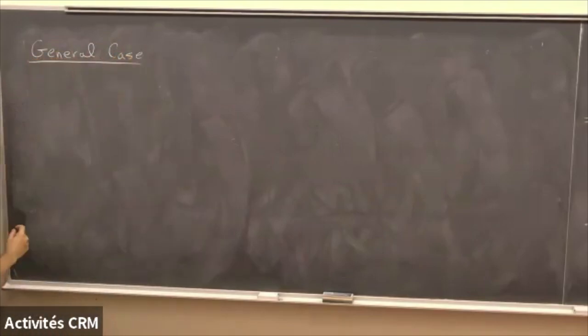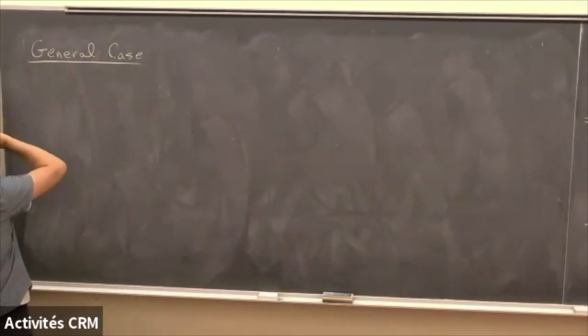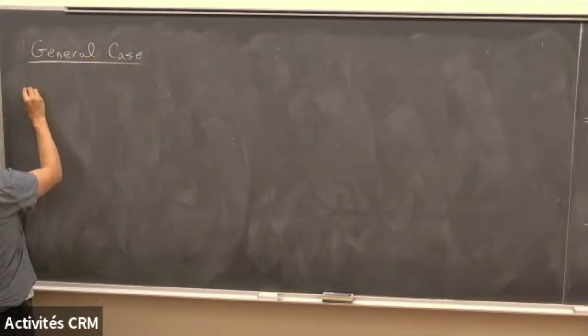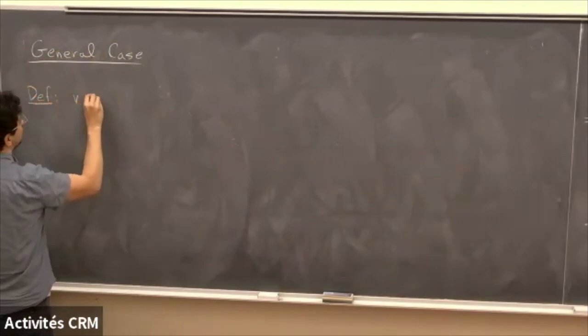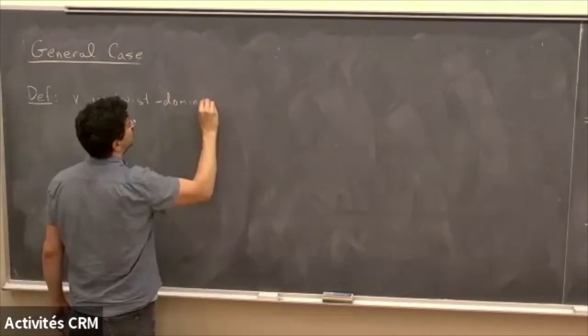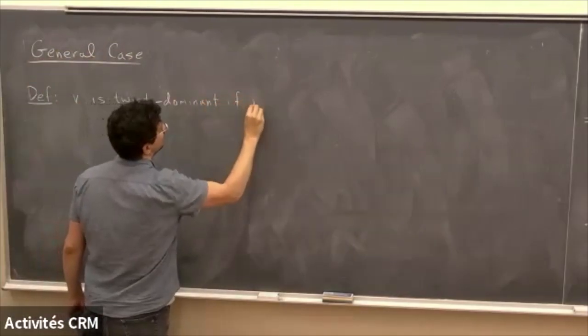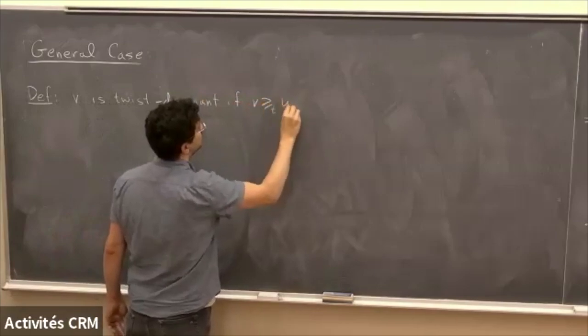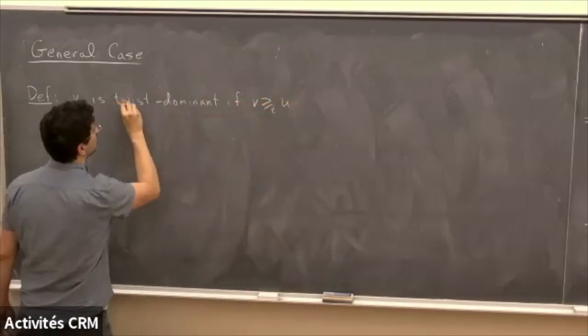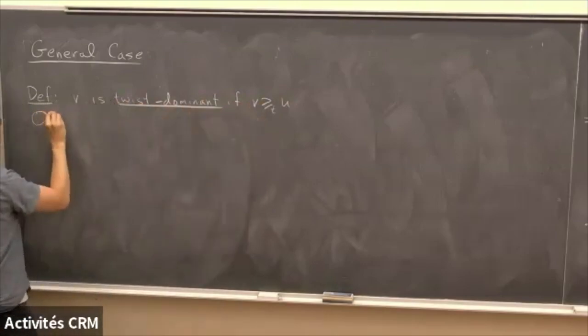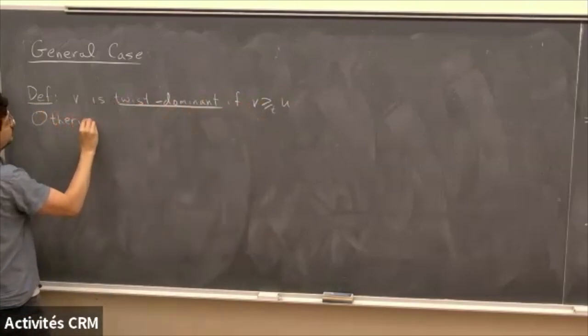And I'm just going to tell you about a particular normal subgroup of the automorphism group, which is always there. So let me say, first of all, just quickly, we'll say that V is twist dominant if V is twist bigger than some U. So remember, this is when you have a twist, you can twist it onto some U. And then otherwise, we'll call it twist minimal.